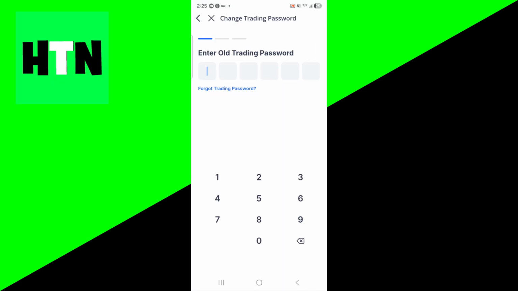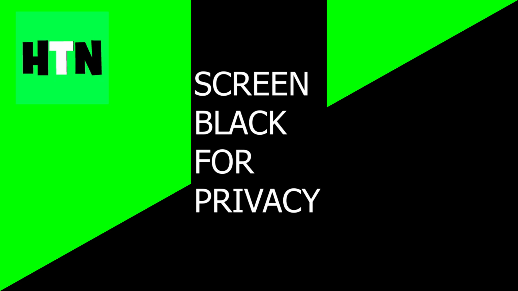You need to go ahead and enter your old trading password if you know what it is, but if you forgot what it is, then you want to press over here where it says forgot trading password. Then afterwards, it is going to ask you to enter your login details to Webull. So you need to enter your Webull account password, not your trading password. So remember, there is an account password, and those are two separate things.